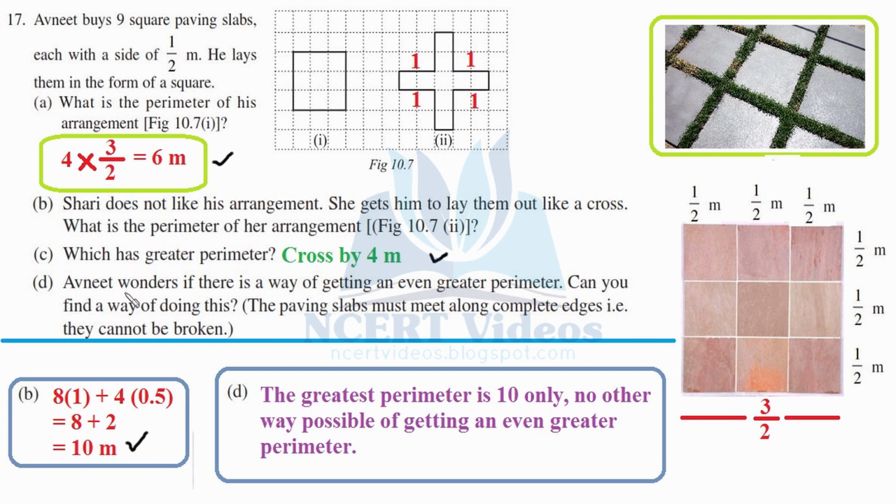Now D part. Avneet wonders if there is a way of getting an even greater perimeter. Can you find a way of doing this? And the paving slabs also need to be connected along the edges. They must not be broken. Well, when we practice it, we find that the greatest perimeter is 10 only, and no other way is possible of getting an even greater perimeter. This is the only possible way to get the maximum perimeter. So this was the last question, question number 17.